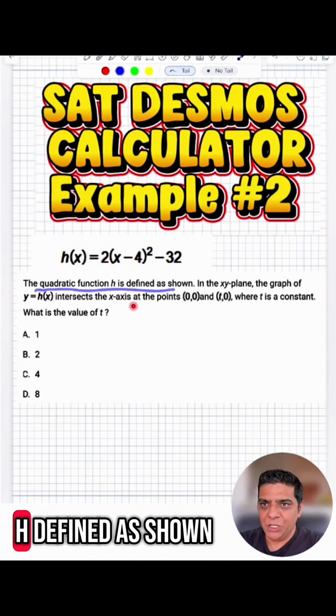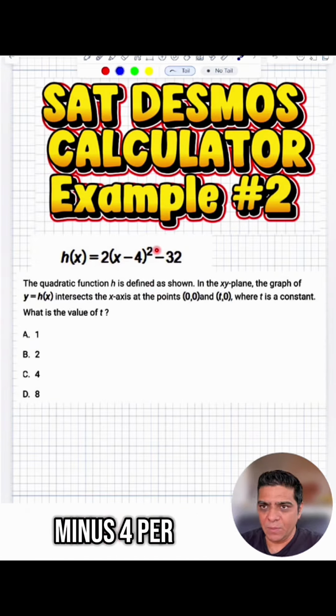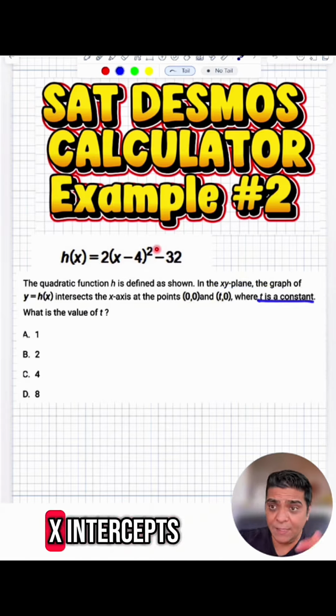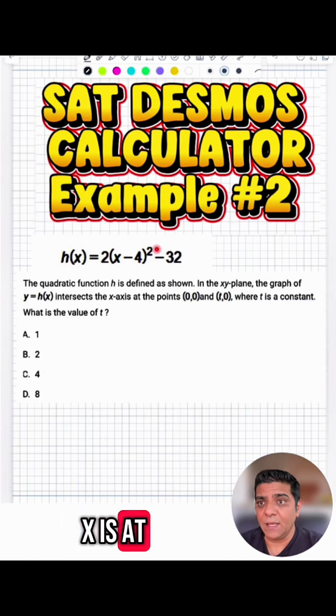The quadratic function h is defined as h(x) = 2(x - 4)² - 32 in the xy-plane. The graph intersects the x-axis, meaning the x-intercepts, at the points (0, 0) and (t, 0). t is a constant, so we want the value of t.